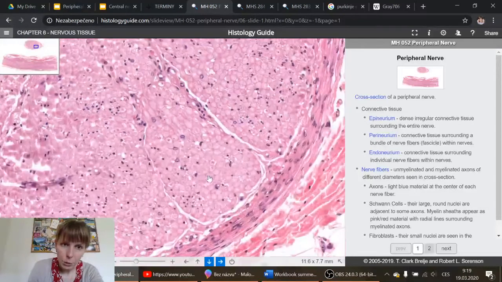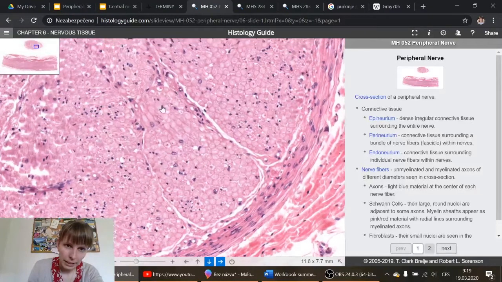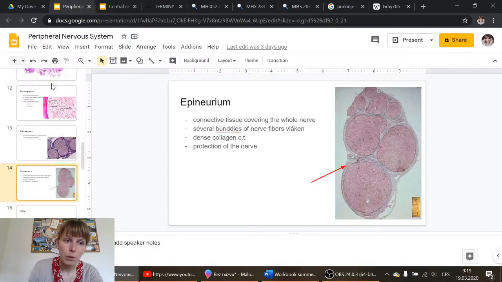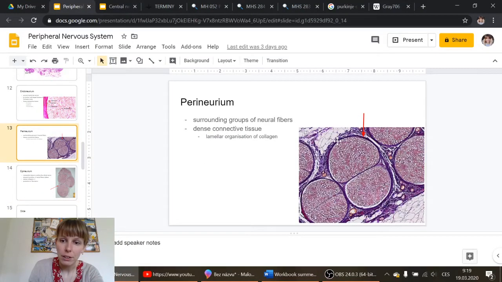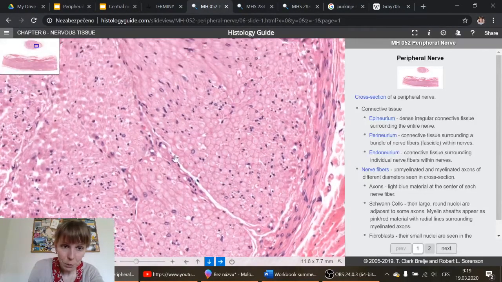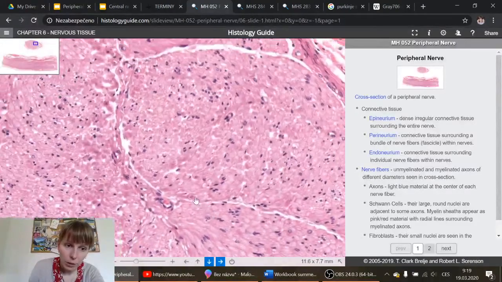And then when you zoom out, you see that you have individual parts of the nerve, so groups of axons that are sort of separated. And they are separated by connective tissue again. So this will be the perineurium. So endoneurium in here, perineurium around the bundle of the axons. So this would be the perineurium going around.